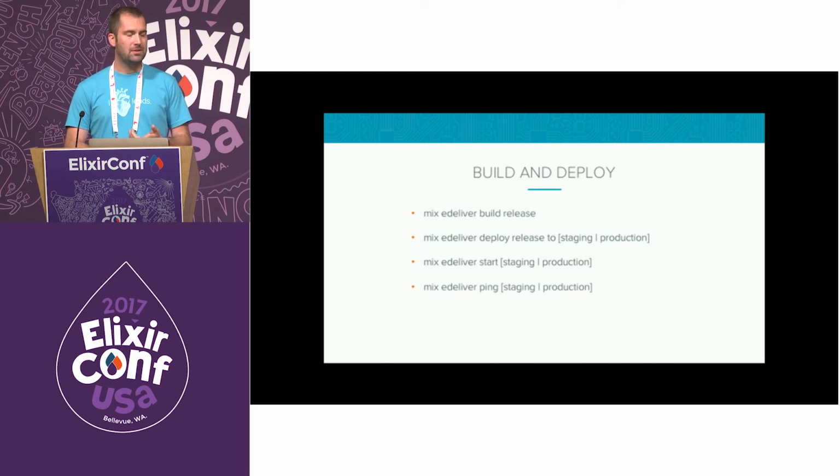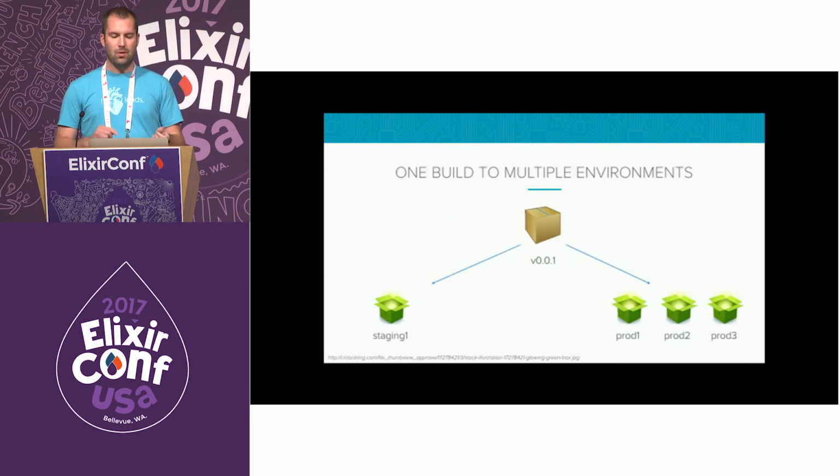So you start off running Mix edeliver to build your release, and that builds the release on the remote build machine, and then copies it to your laptop so you have a compiled release locally. Then you can take that same release, deploy it to staging, and then go ahead and deploy it to production. It also has nice wrappers around those Distillery functions where you can start your app across all nodes, ping across all nodes. It's a cool tool.